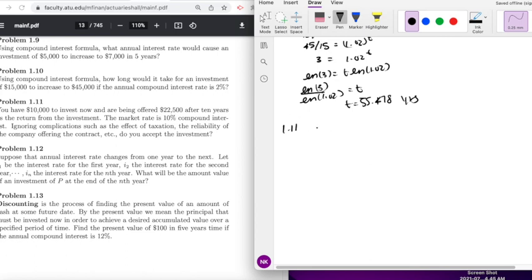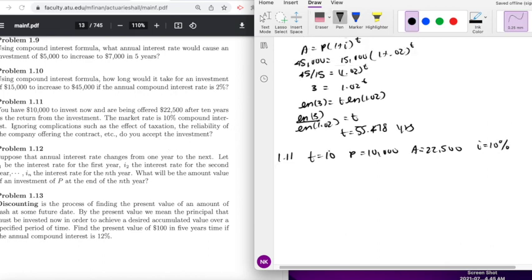For 1.11, you have $10,000 to invest now and are being offered $22,500 after 10 years. So t is equal to 10 years. The initial amount is 10,000, P here. And the final is 22,500 after 10 years as the return on investment. The market rate is 10% compounded interest. So the interest is 10%. Ignore complications such as effective taxation and reliability of the company. Do you accept the investment?